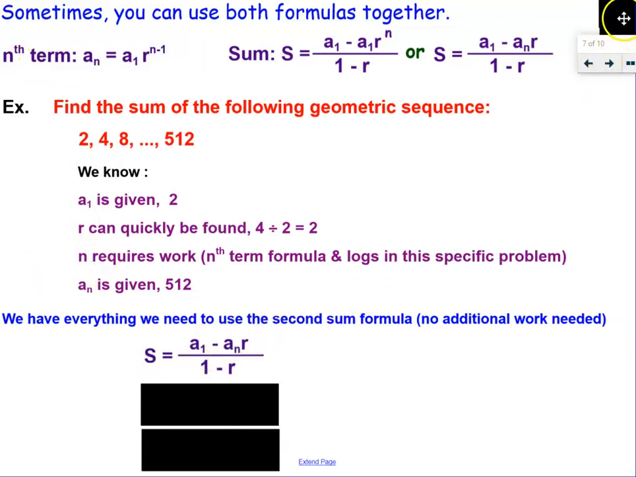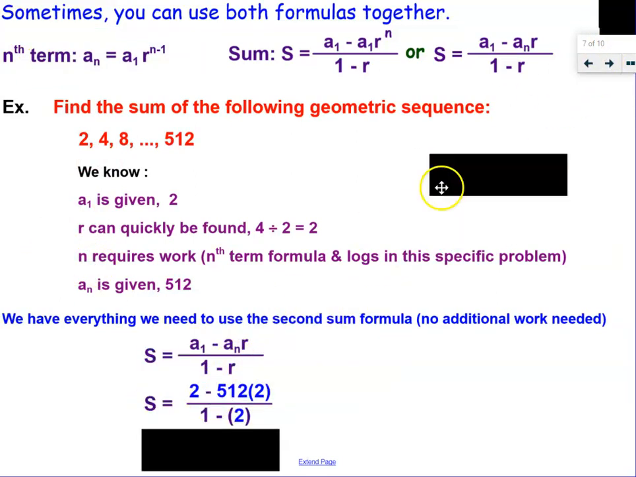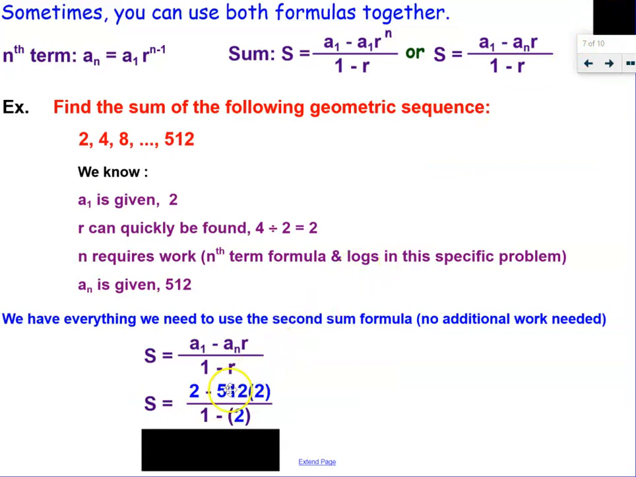So I'm going to use the second formula. I don't need n. I just need the first term, 2. The last term, 512. The common ratio, r, is 2. And then over 1 minus r, which is 2. Typing it in my calculator, I get 1,022.